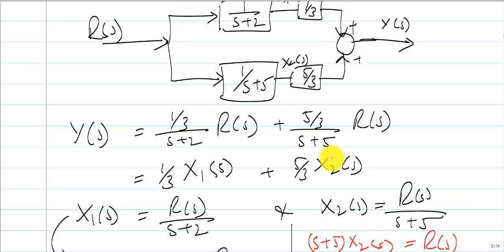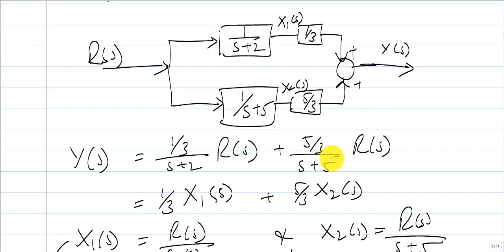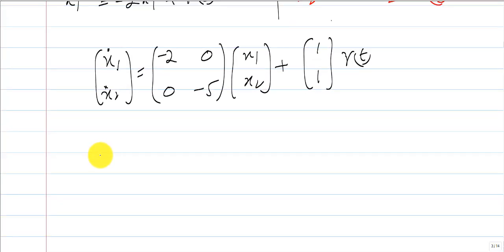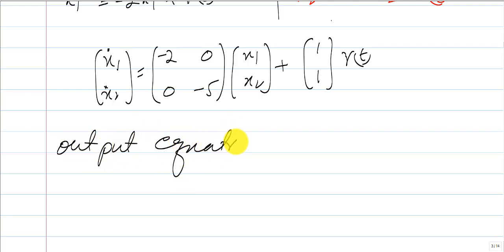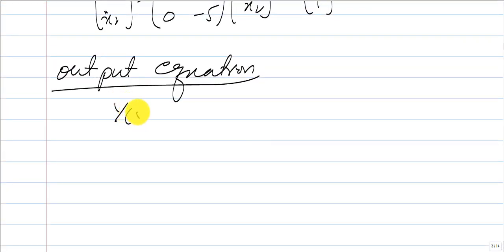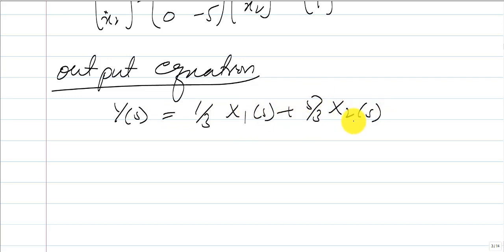Now similarly the output equation can be formed here for y of s. So y of s is actually 1 over 3 times x1 of s plus 5 by 3 times x2 of s. So y of s can be written as the output equation. So the output equation is y of s is equal to 1 by 3 x1 of s plus 5 by 3 x2 of s.